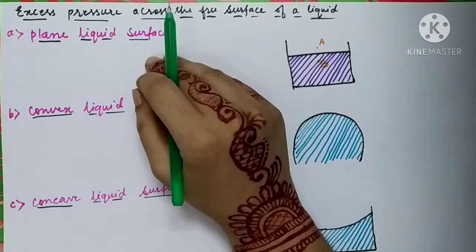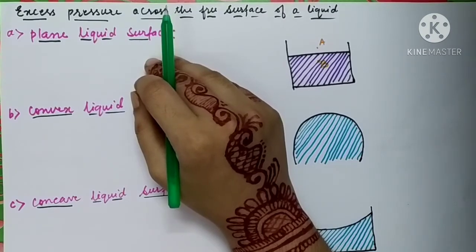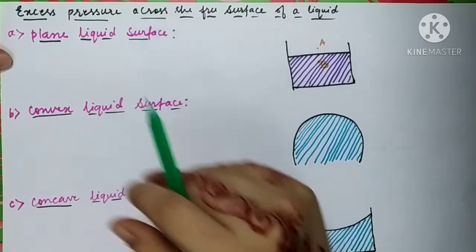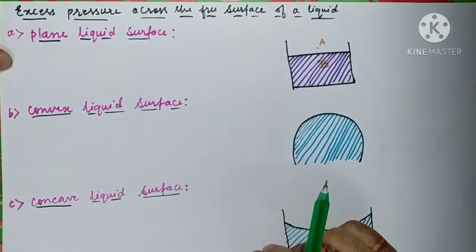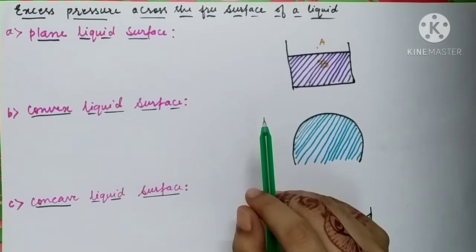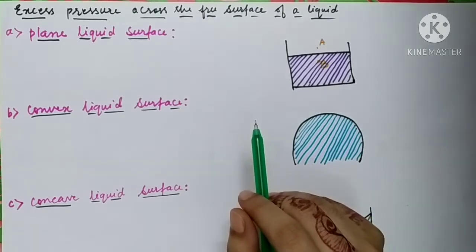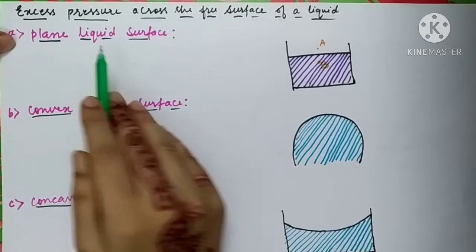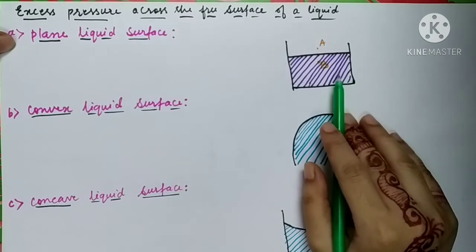We all know what the free surface of a liquid is. The liquid surface which is in contact with air only is called the free surface. So let us discuss what the difference of pressure on this particular surface is. First we are going to consider the simple plain liquid surface. It is just a container filled with a liquid.